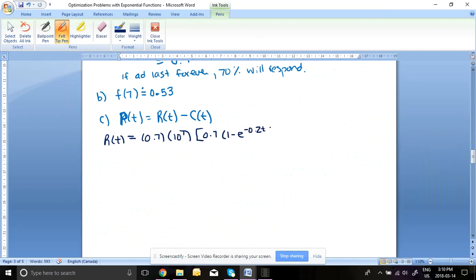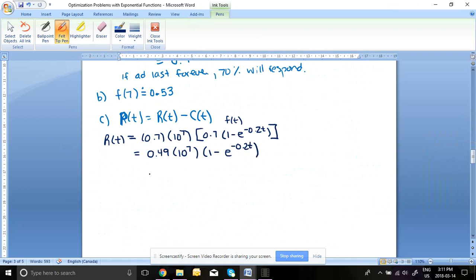Now, I don't love, to be honest, that this question has two 0.7s. It's confusing. This 0.7 refers to the 70 cents of revenue the company gets, and this 0.7 is from the f at t function. So this function here is f at t. So we have 70 cents times the total number of potential customers times the proportion that will respond. So if we can collect like terms here, we have 0.49 times 10 to the 7 times 1 minus e to the negative 0.2 t.